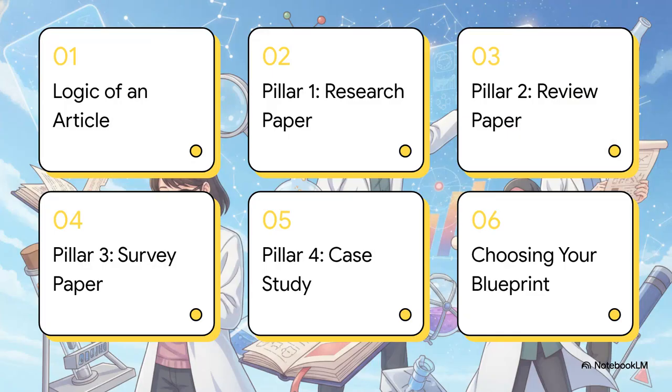Okay, so here's our roadmap for this explainer. We'll start with the foundational logic that really defines an article. Then we'll dive into the four main blueprints: the research paper, the review paper, the survey, and the case study. And finally, we'll pull it all together so you can see how to choose the right one for you.